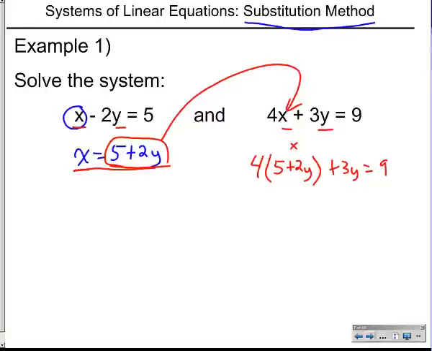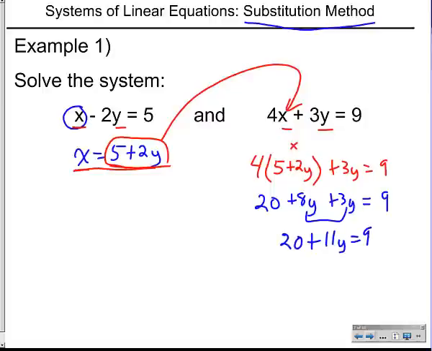Now we just continue to solve until we get y by itself. So we're going to distribute. We get 20 + 8y + 3y = 9. Combine like terms, so we end up with 20 + 11y = 9. Subtract 20 on both sides, so 11y = -11. Divide both sides by 11, and we get y = -1. So the solution to a system is an ordered pair. I'm going to start my ordered pair, and I know that my y value is going to be -1, so part of my solution is -1.